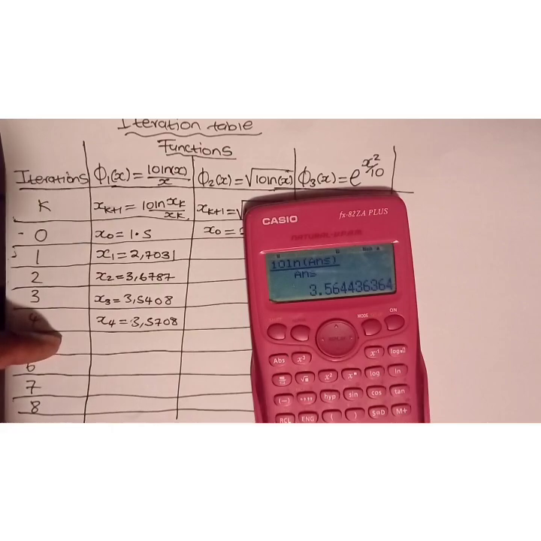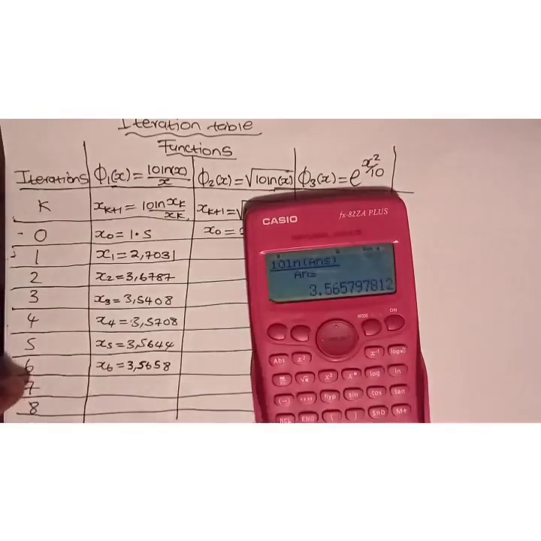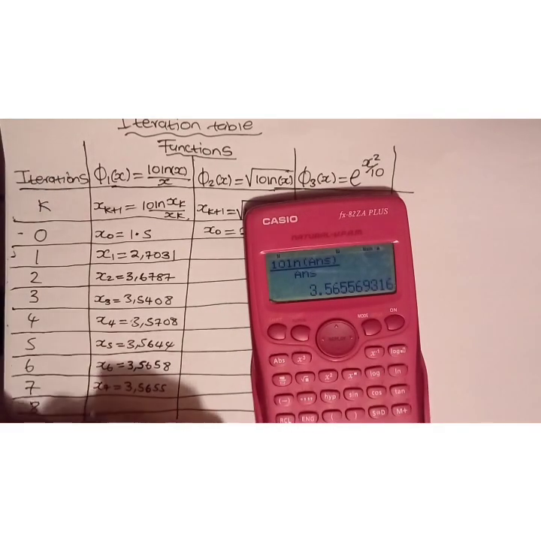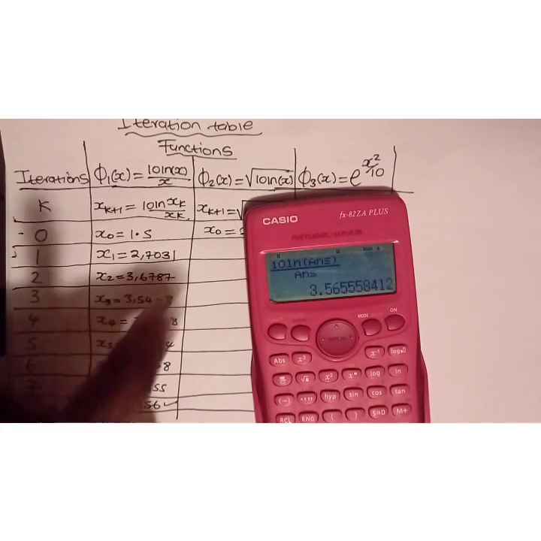x5. Proceeding further, x6 as I'm doing. x7. Then this is my x8. So 3.5656, and this one is my root, because if I continue, you can see the value is not changing, coming back to the same root. So I'm done.